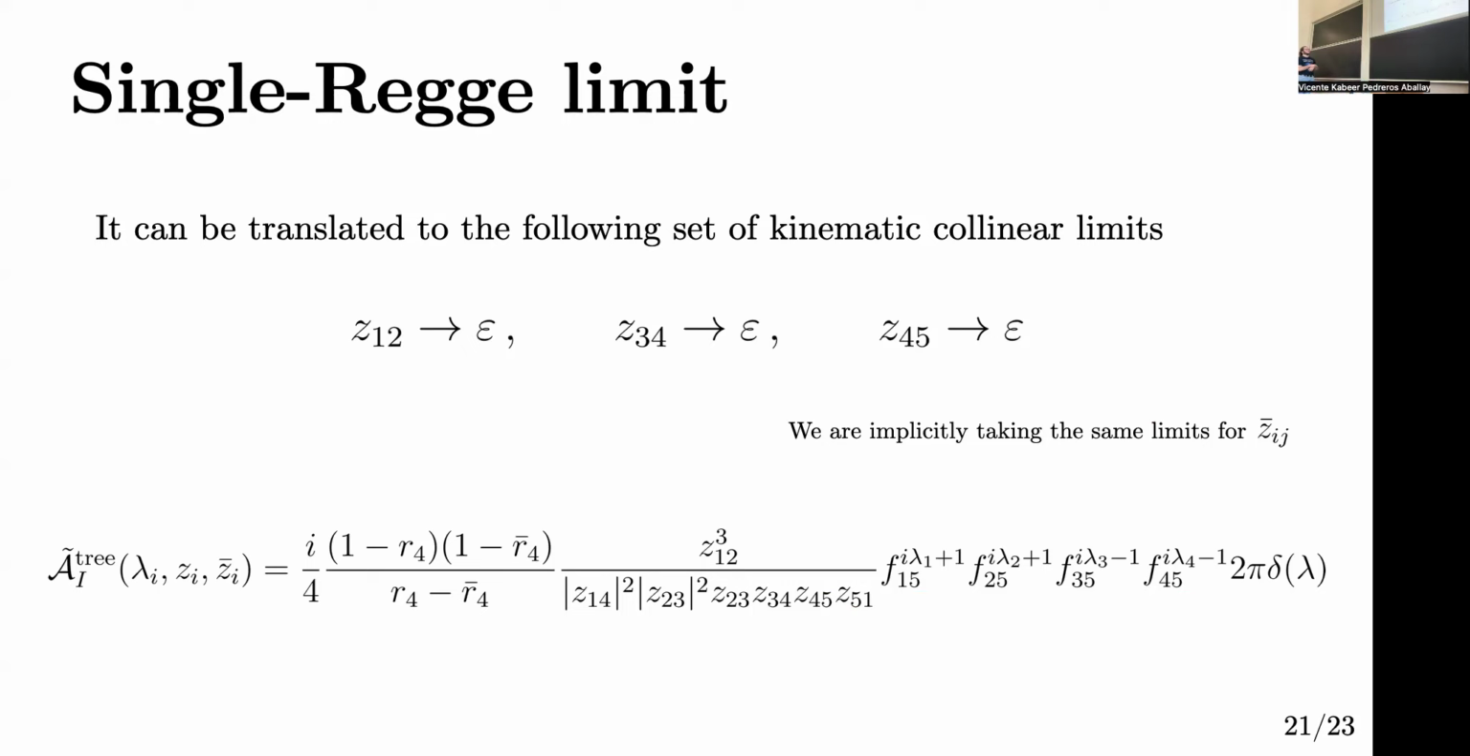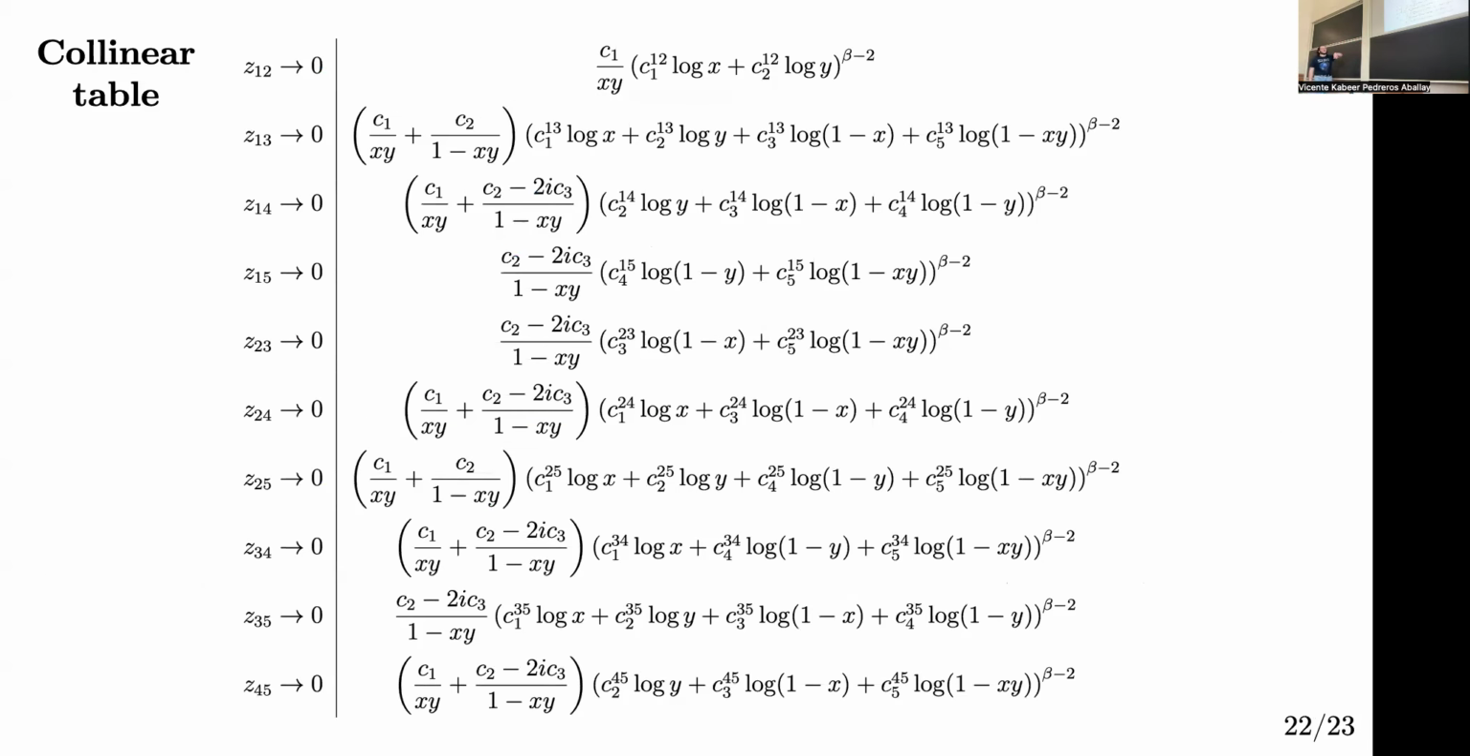Okay, so we also noted that you could take a more general limit, which is just taking the z12 going to 0 limit, and we obtain the exact expression. So the most general limit that you can take is just a single set of kinematic collinear limits. So here shortly, I present you with the collinear table, as I like to say. On the left-hand side, we have some collinear limits, and on the right-hand side, we have the x and y dependent integrands that go directly into the celestial string amplitude.